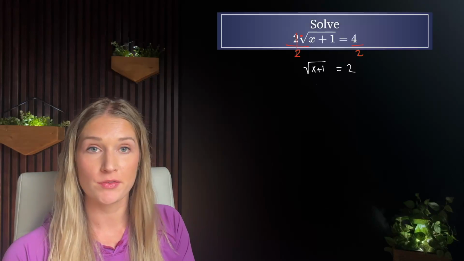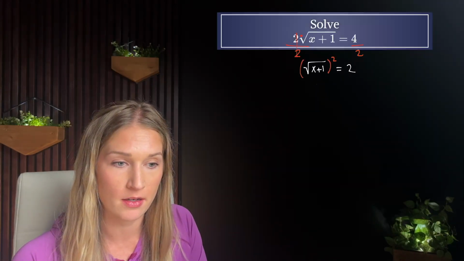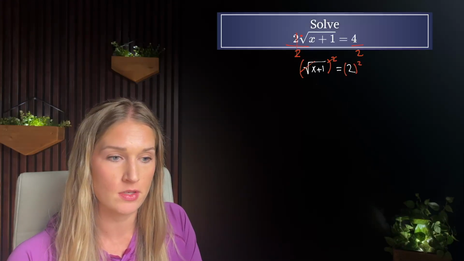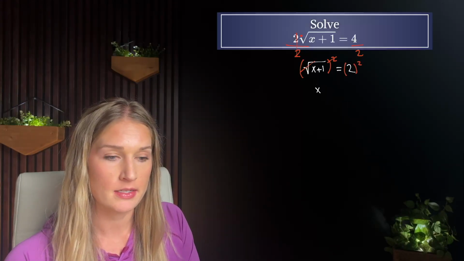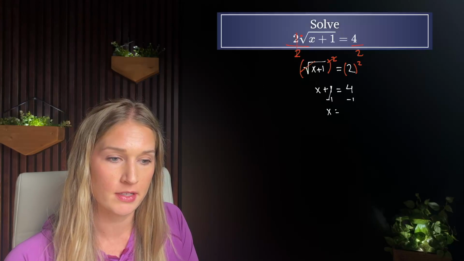Now, since the square root is the only thing on its side, I can go ahead and square, and my square will undo that radical. And of course, we have to do the same to the right. So x plus 1 equals 4. Subtract your 1, and x is equal to 3.